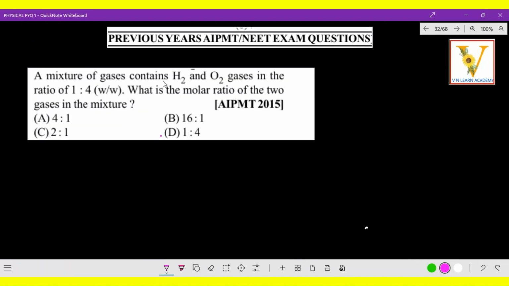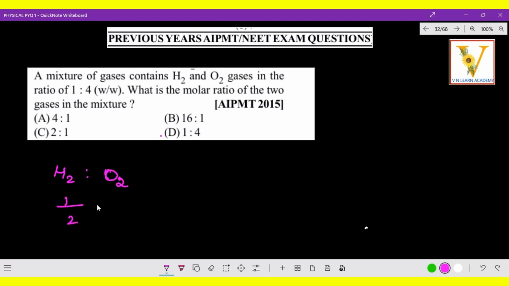A gas mixture contains H2 and O2 gases in the ratio of 1:4. What is the molar ratio of the two gases in the mixture? See, the previous question is the same as this one. Which is the correct option? The same idea we are going to follow. So here H2 and oxygen, how do we identify? I have given that idea in the previous question, so please check it once again if you have doubt. Directly I am applying the values.